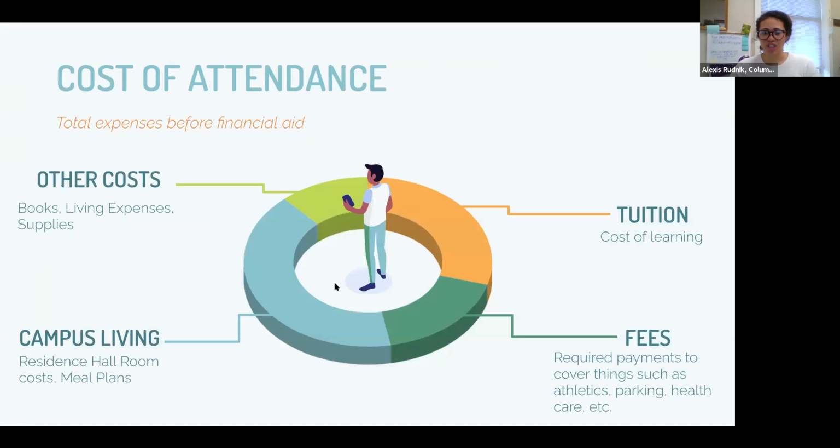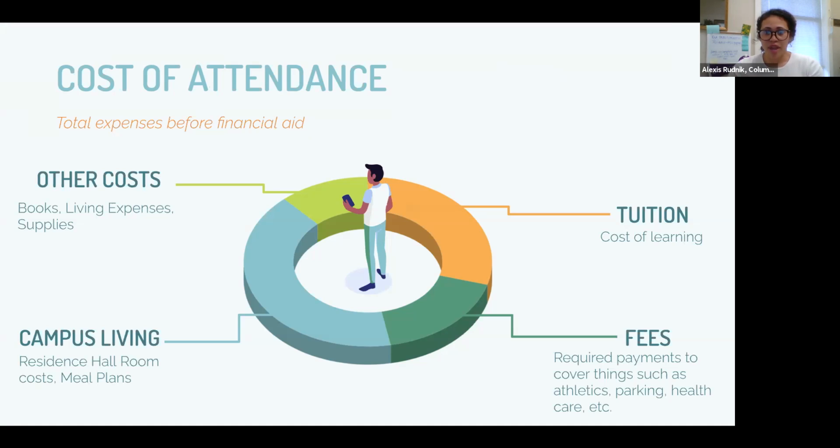And last portion, you'll hear this term cost of attendance. So in conclusion, when you put everything together in terms of your financial aid for school, that calculates your cost of attendance. Your cost of attendance includes your tuition, your fees, your campus living, like your residence life, and then any additional expenses that may come into factor.